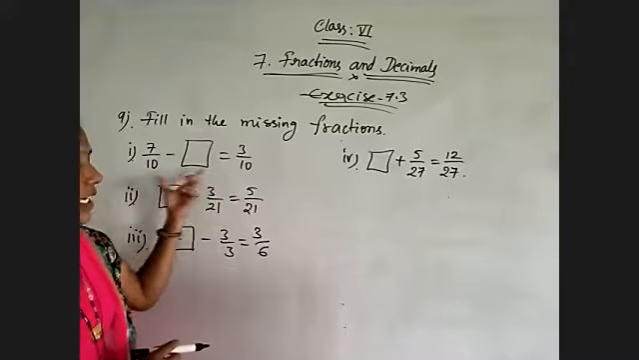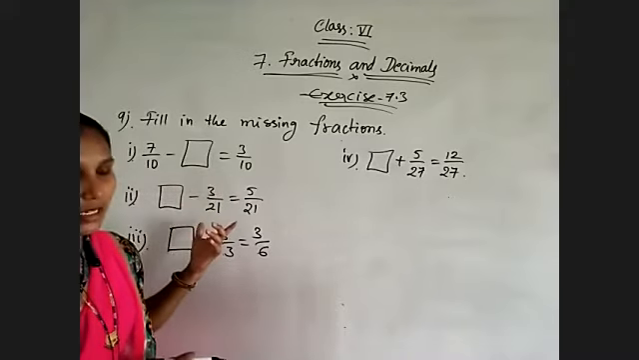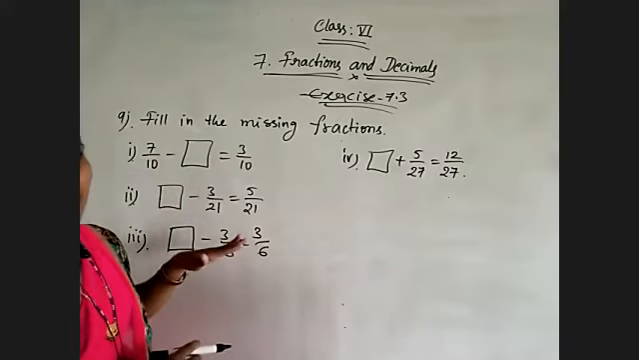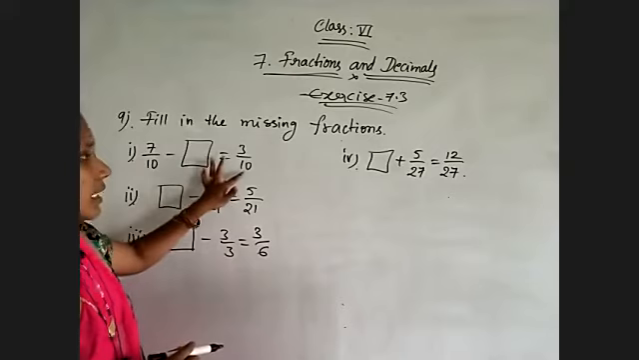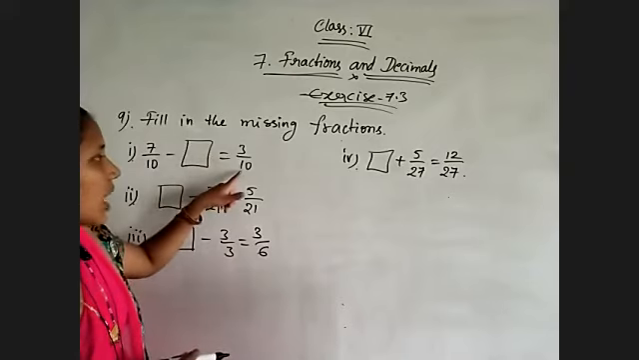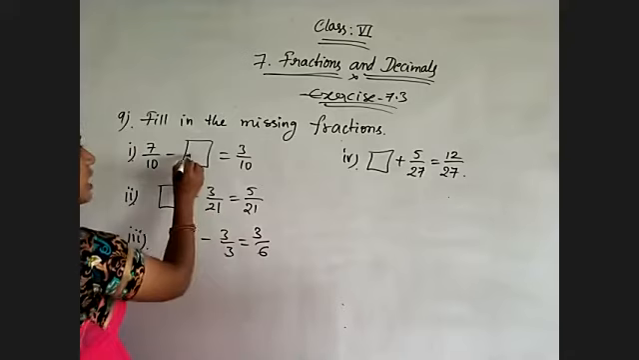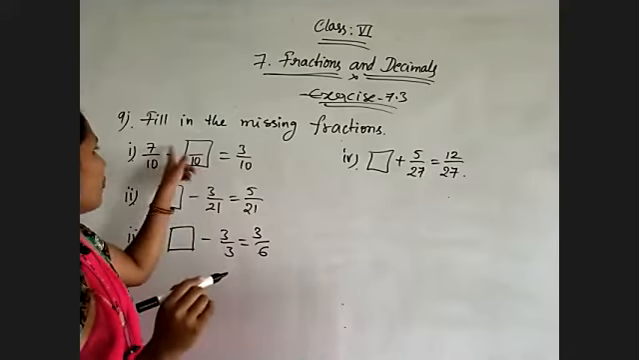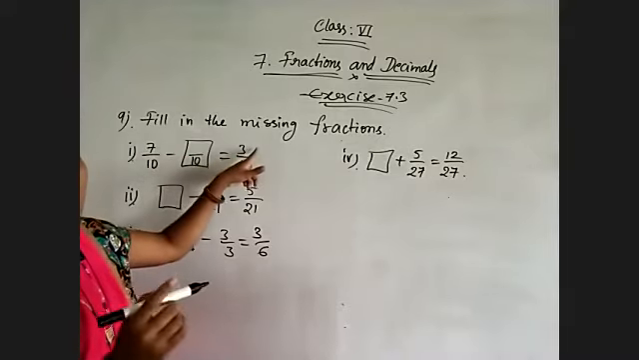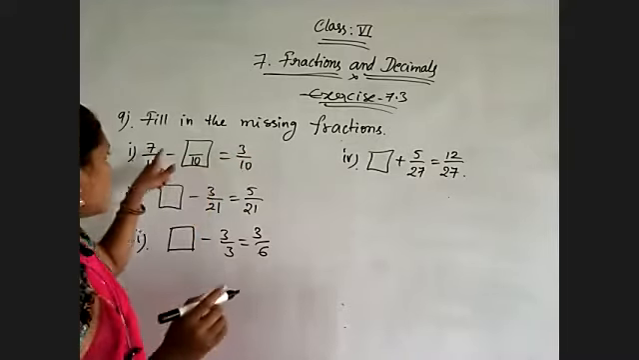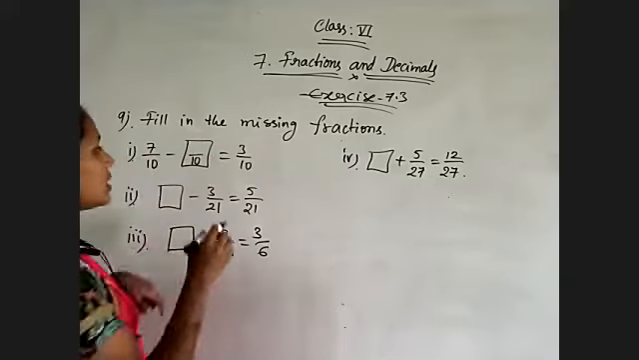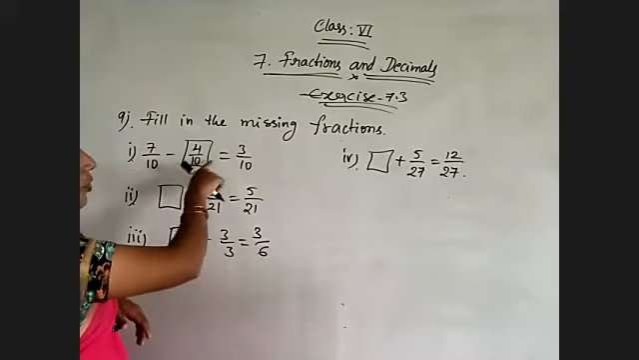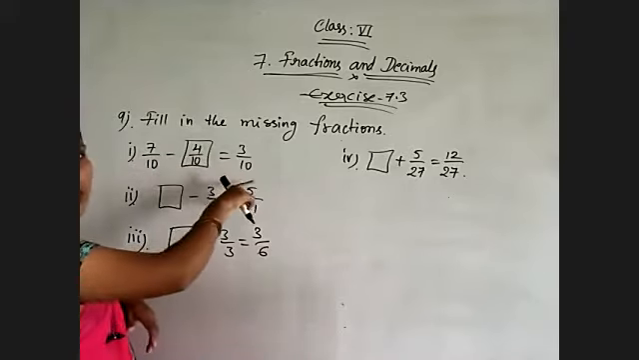Both have denominator 10, which means they are like fractions. In the case of like fractions, the result will have the common denominator, 10 only. The difference between the numerators will be the result. From 7, which number do you need to remove? That is 4. So 7 minus 4 is 3, and the common denominator is 10.